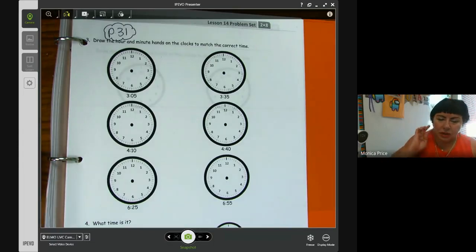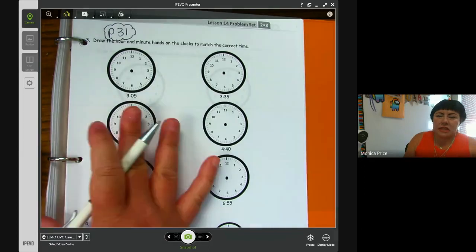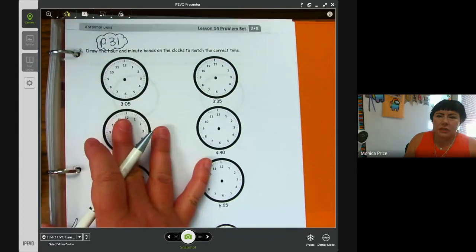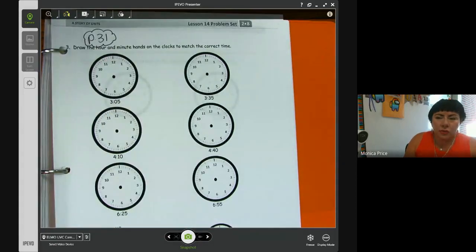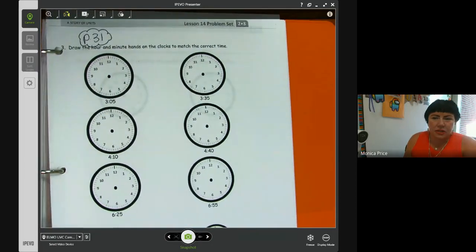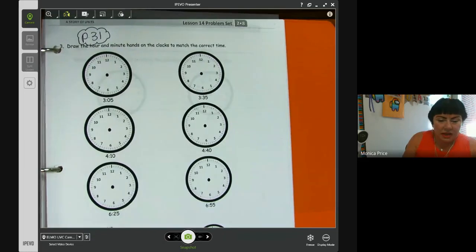Everyone. So today we are going to be continuing our learning about time. And as you can see, we are going to be working in the lesson 14 problem set. So hopefully you've had a little bit of a chance to continue to play around with the online manipulative clock. So I'll give you a little chance to work on that. And I'll make sure you also have enough time to finish the exit ticket with this lesson as well.